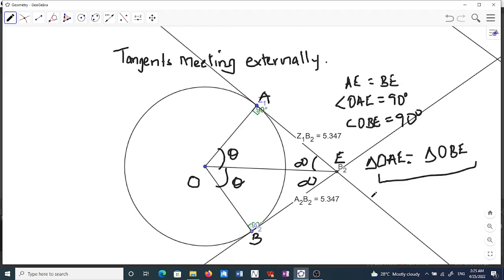So that is the characteristic of tangents meeting externally, and it is a very important relationship, such that when you get this question, don't be confused. Just know that this is a right angle. You know that this is your height, this is your hypotenuse, the length at the center, and the two triangles are congruent. So thank you for today.